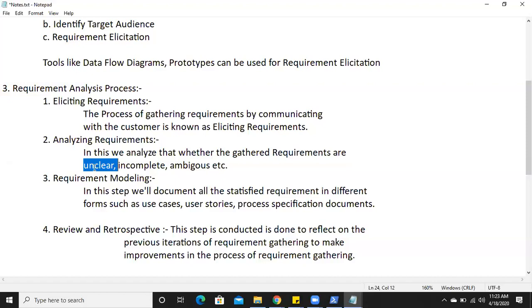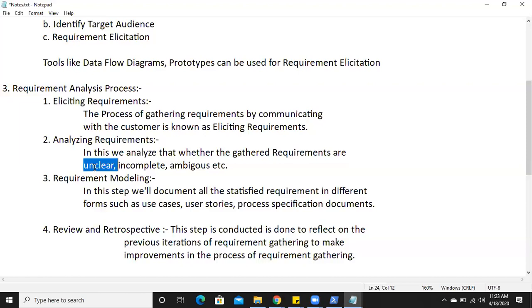All right, or if there are any doubts left in the requirement, if two requirements can generate another third requirement. So whether my requirements are incomplete, unclear, or ambiguous. This is the process where we analyze the collected requirements, whether those requirements are clear or not, complete or not, or whether it is ambiguous or unambiguous. So let's move to our next topic.